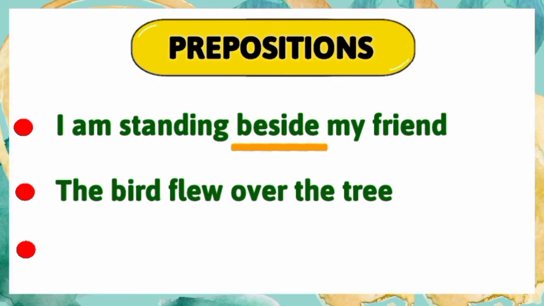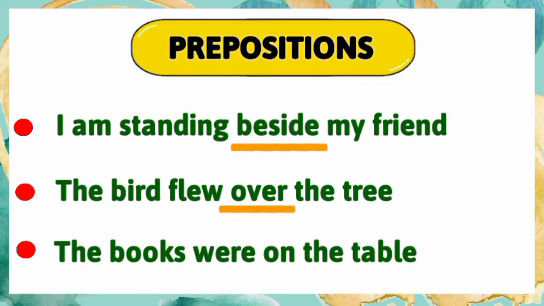The bird flew over the tree. Here, the word over also shows the position of the bird. The books were on the table. Here, the word on shows the position of the books, that is, on the table. All these three words are showing the position. Hence, they are prepositions.